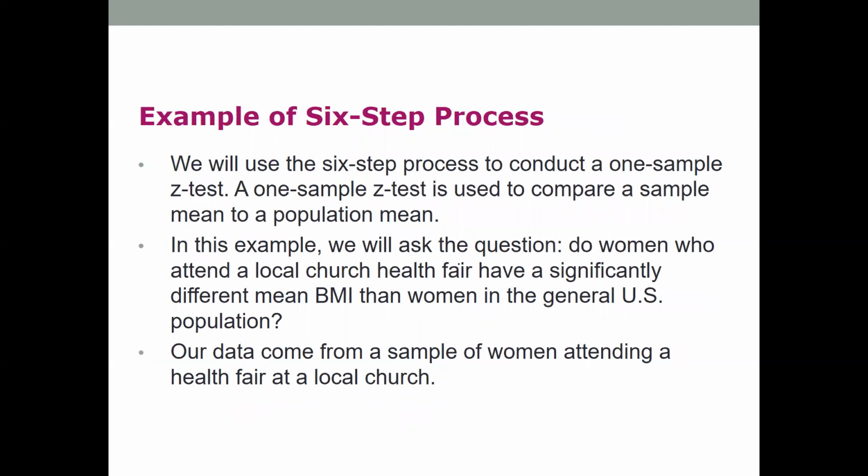So here's an example of the 6-step process. If we are conducting a one sample z-test, a one sample z-test is used to compare a sample mean to a population mean. So let's say we have the mean of a group of children, and let's say we have their mean weight. And we're going to compare that to the population.